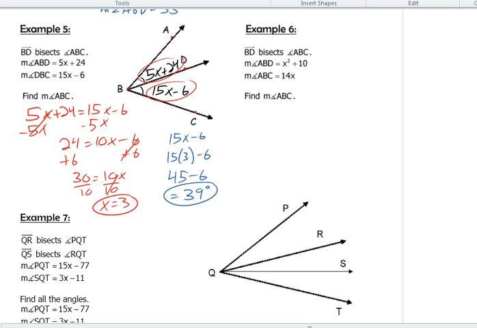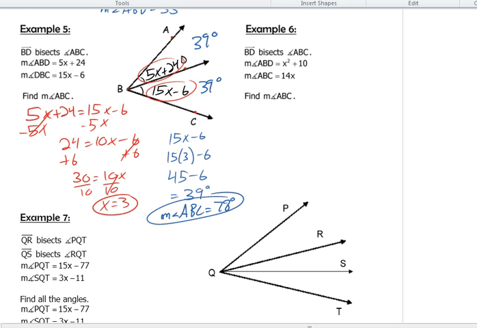We don't want that. We want just 39 is DBC. Therefore, this is 39. So the measure of angle ABC is then 78. Just double it and get your full angle.